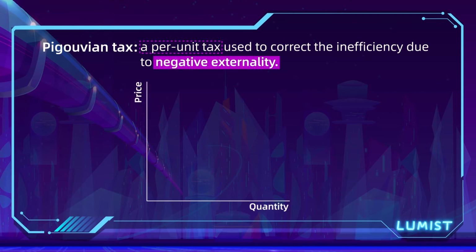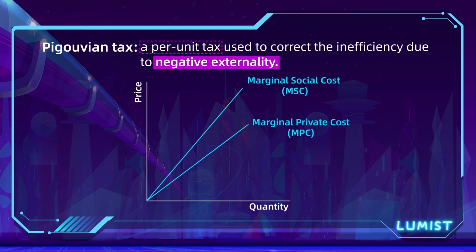For example, we talked about last time that manufacturing goods will create pollution to society, which is an external cost that producers don't think about because they only consider their own private costs. Let's see this in a diagram.